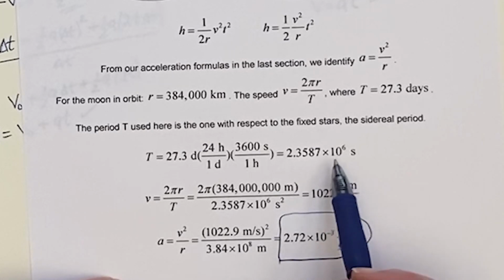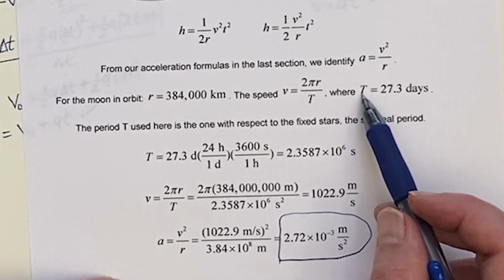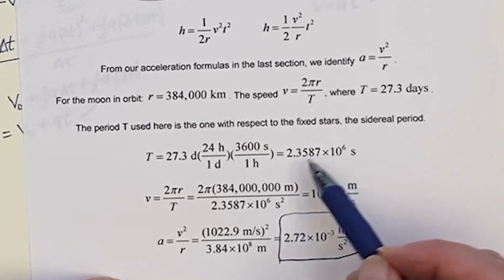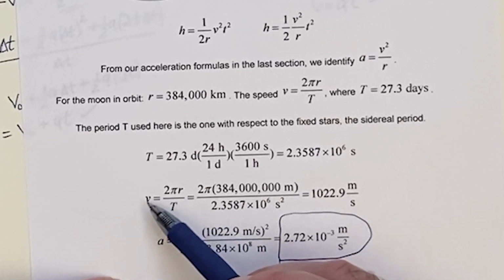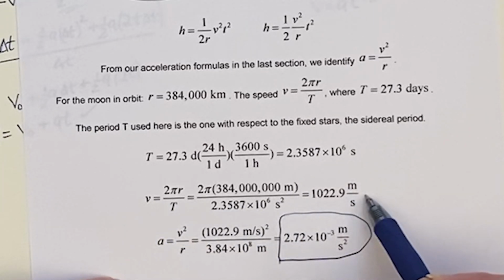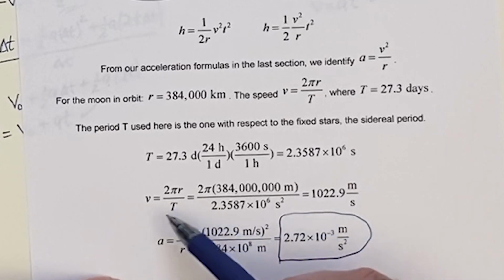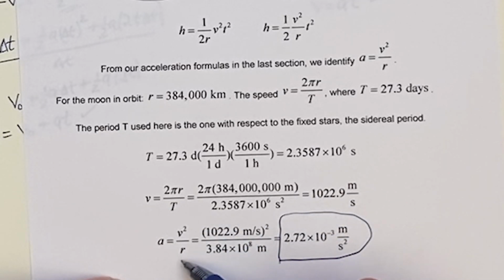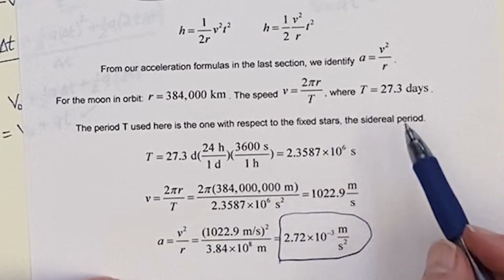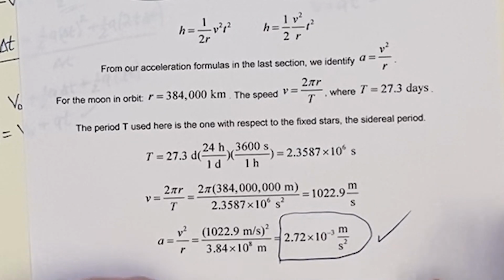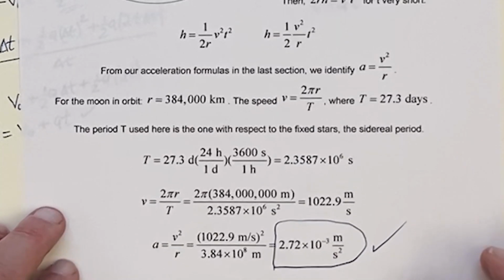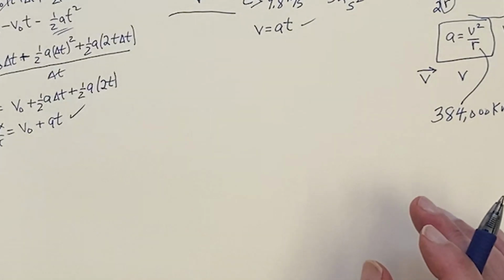So you find the T first, and then after you find the T, you find the velocity. That's the next step. And then the last step is you take the velocity squared divided by the r, and you have all the stuff here. So like that's the answer. So the moon, say, is falling to the earth. You can think of it that way.